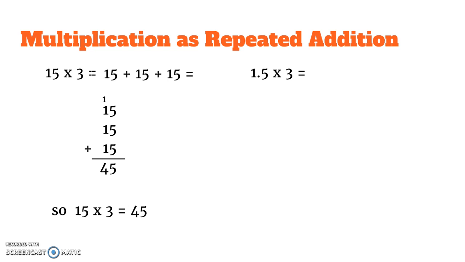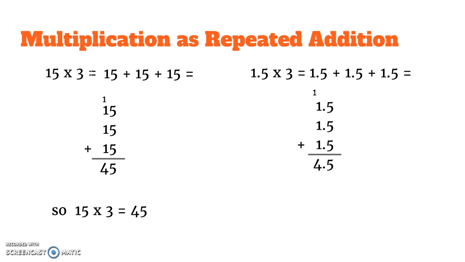So let's see what would happen if we introduced a decimal into the mix. Instead of 15, we're going to have 1 and 5 tenths times 3. Well, again, that's going to mean 1 and 5 tenths plus 1 and 5 tenths plus 1 and 5 tenths. We just finished how to add decimals, so we know what to do to add this problem. We line them up by their decimal points, and then we simply add like they're whole numbers.